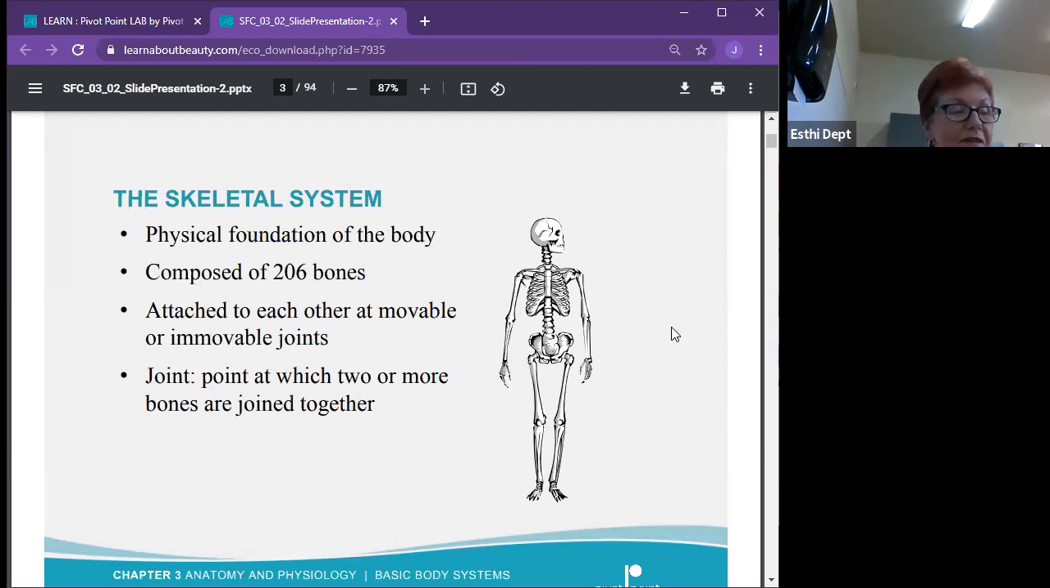Okay. So what you're going to put in there first under the skeletal system is the physical foundation of the body. Okay. You might have 206 all by itself on the study guide. And you're going to put in there, that's how many bones there are in the body. Do you know how many bones you're born with? It's more than 206.